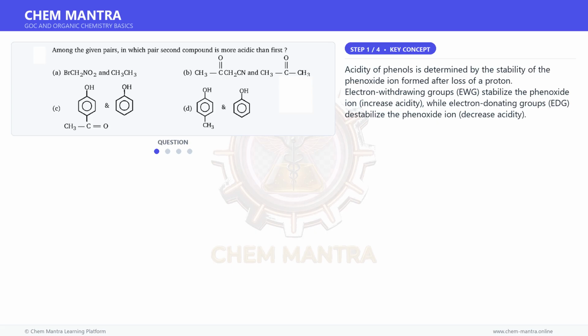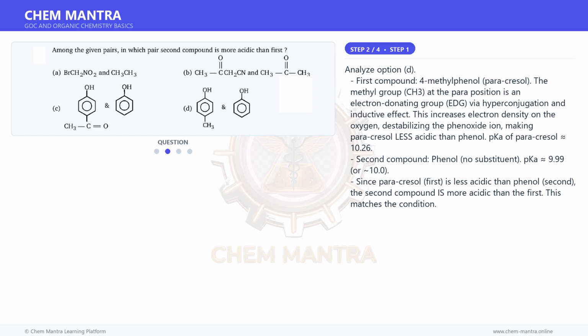Acidity of phenols is determined by the stability of the phenoxide ion formed after loss of a proton. Electron withdrawing groups, EWG, stabilize the phenoxide ion and increase acidity, while electron donating groups, EDG, destabilize the phenoxide ion and decrease acidity. Moving on to the next step.